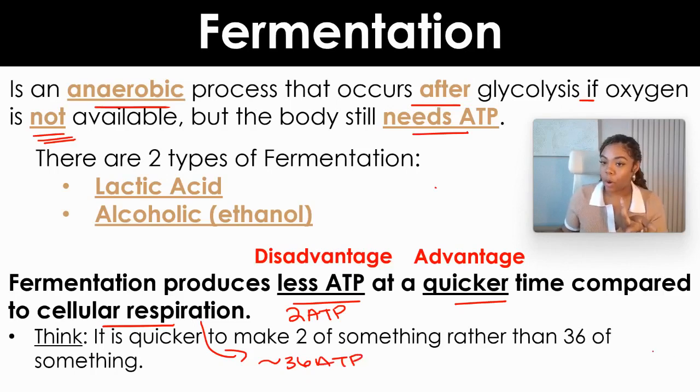And I want you to think about it like gold. It's quicker to make 2 bars of gold than to make 36 bars of gold. However, if at the end of the process we have 36 bars of gold, that is a way more valuable resource. We have more to use for the different functions we want. Cellular respiration makes more ATP, but it does it at a much slower rate.